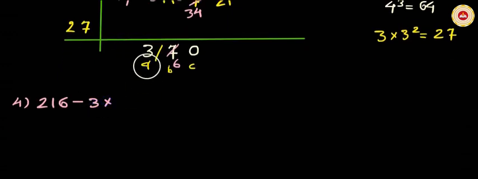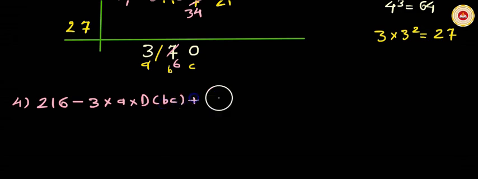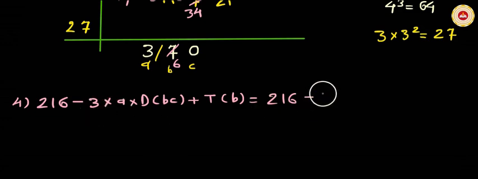3 multiplied by A multiplied by duplex of BC plus triplex of B, which gives us 216 minus 3, let me put it in bracket, 3 multiplied by, what is A? 3, multiplied by duplex of BC. See, B is 6 here and C is 0 here.